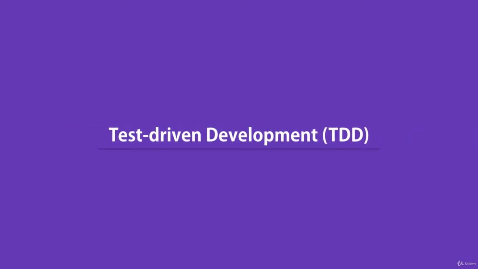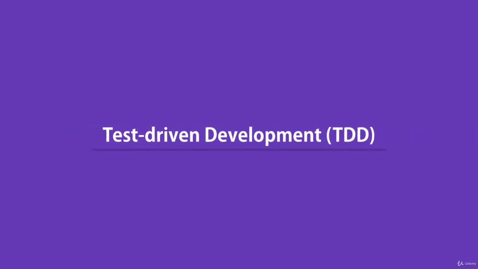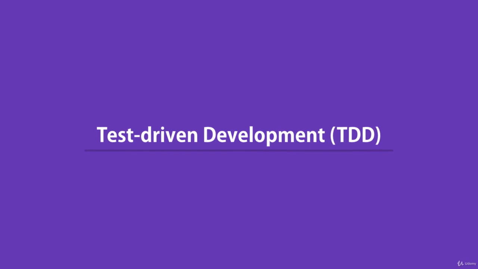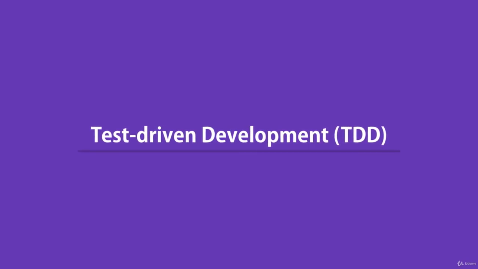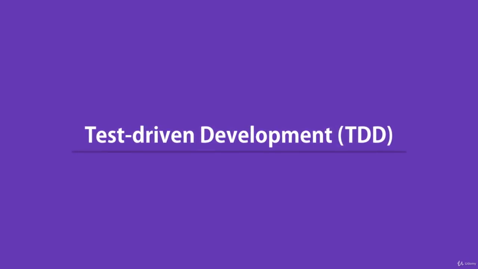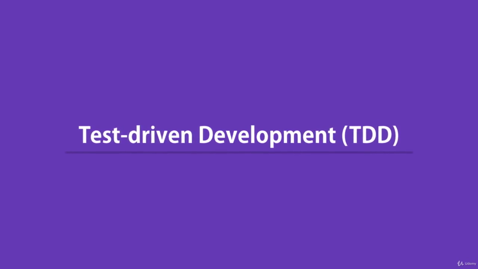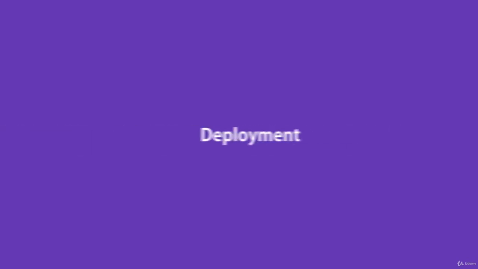Next, we'll look at test-driven development, which is a way of building software by writing tests first. You will see how I will build a new feature using test-driven development or TDD step by step. Following that, we're ready for deployment. So you will learn how to deploy this application to Heroku.